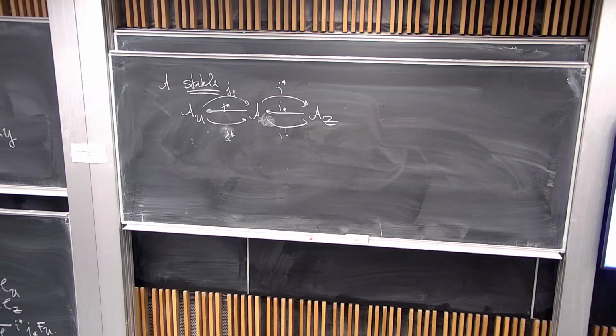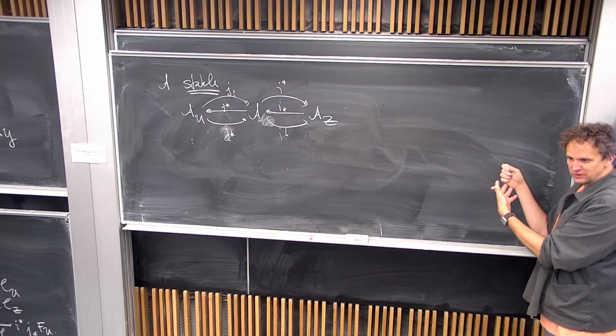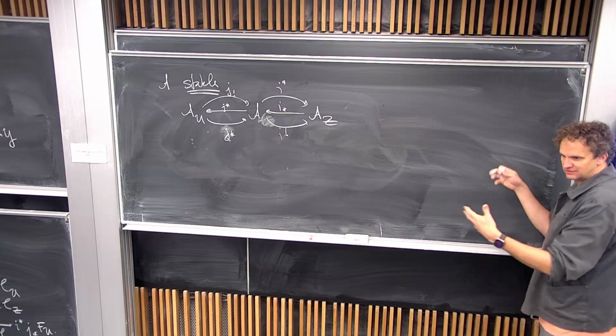By the way, are people cool with stable infinity categories? Cool. You can shift and you can shift back. If you take suspension and loops, you get back to where you started, and the other way around too.